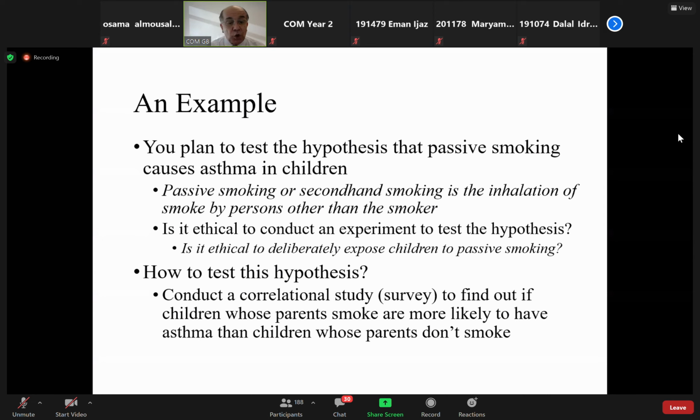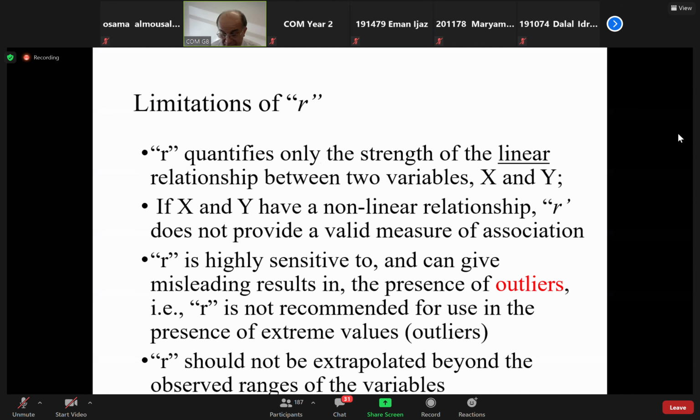You conduct a correlational study. This is how you go around it. Look at children whose parents smoke. You go to the families and divide them into two types: in one type the parents smoke, in the other the parents do not smoke. And see how many of the kids in these families have asthma. And then you correlate them. So there are ways other than exposing children to passive smoking, and you have to be creative. So this is how we run the correlation in research. I want you to get an idea about how to use it in research.